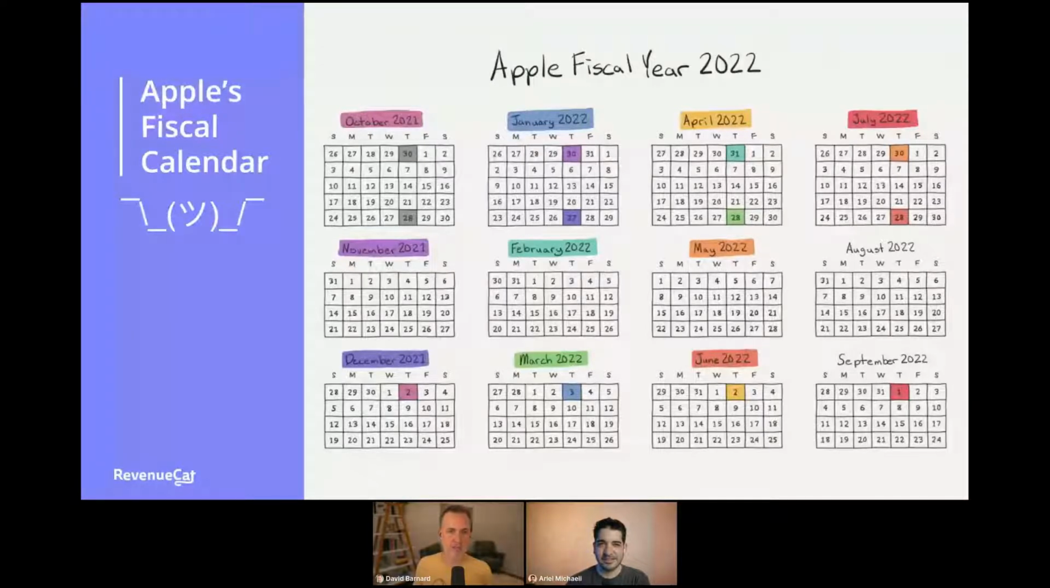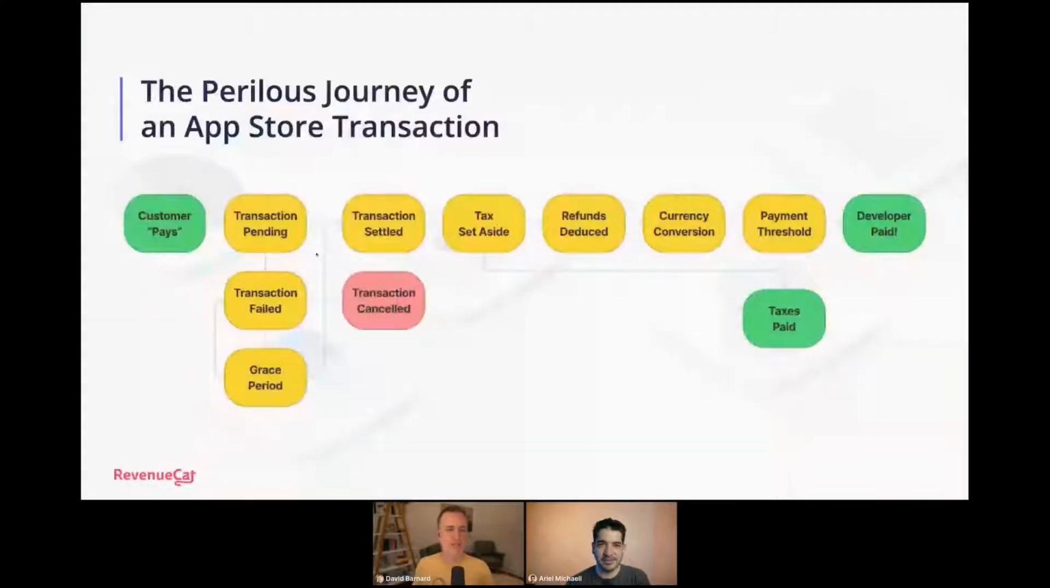So the fiscal month of January is 35 days. It ends the 29th of January. And 33 days later, you get paid on Thursday, March 3rd, which is actually yesterday. So I actually just saw that hit my bank account yesterday. And so if we get back to that transaction, again, the customer paid on the 26th, but you're not actually getting paid, and it's sitting in British pounds that entire time.